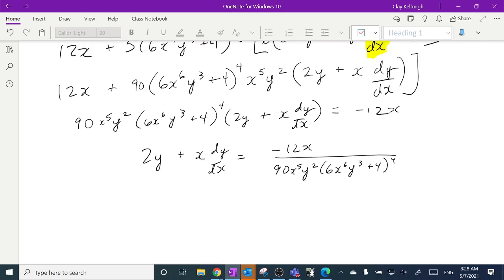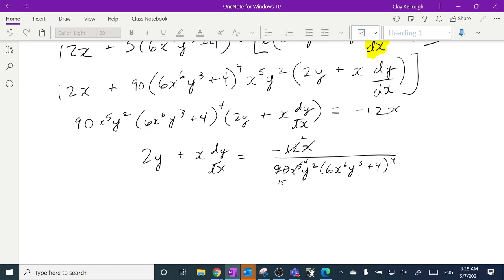So let's see. How about this x goes into here, leaving that a 4. What's the greatest common factor of 12 and 90? I want to say it's 6, right? 6 fifteens, and no? Yeah, it's 6. So that makes that a 2, and that is a 15.